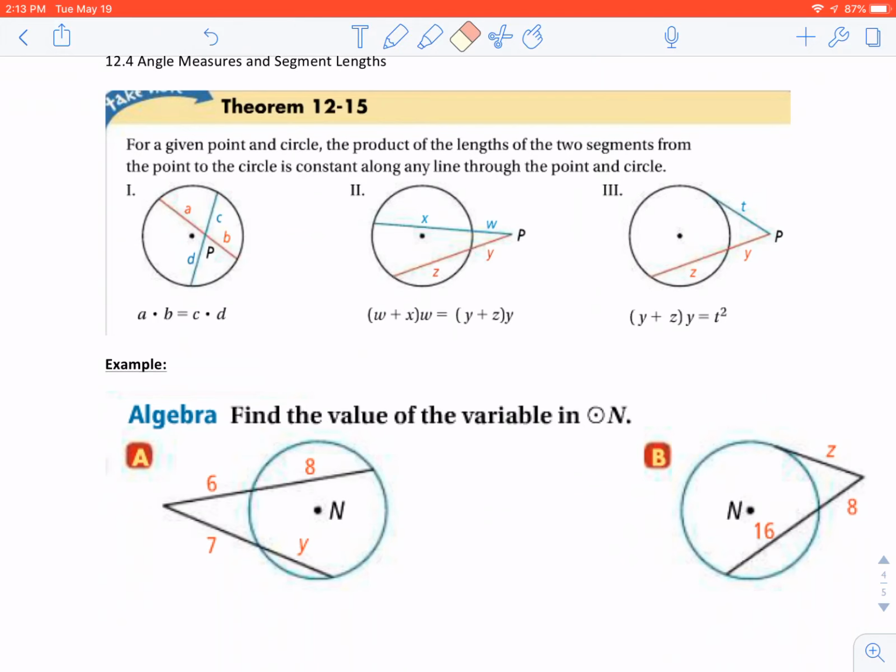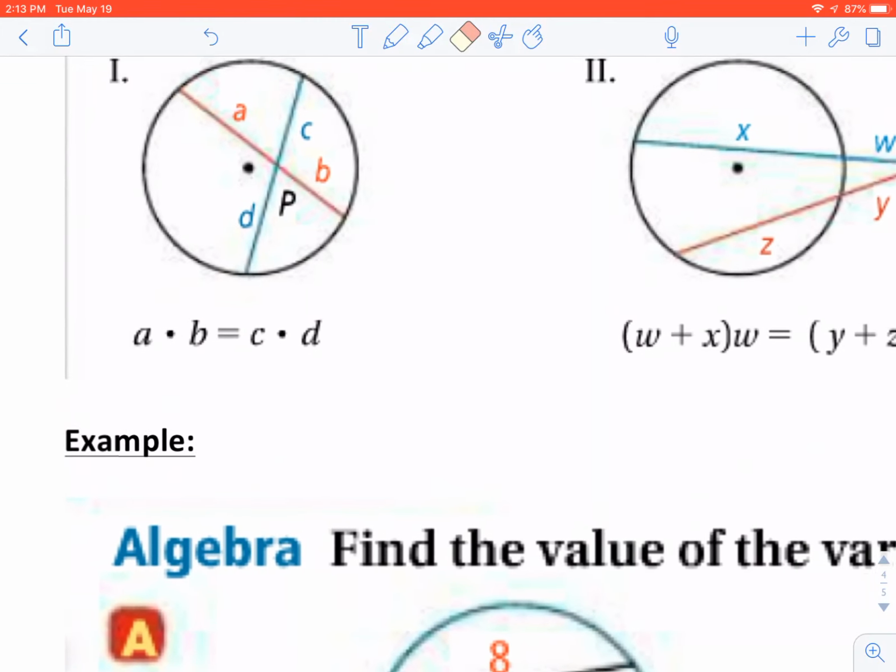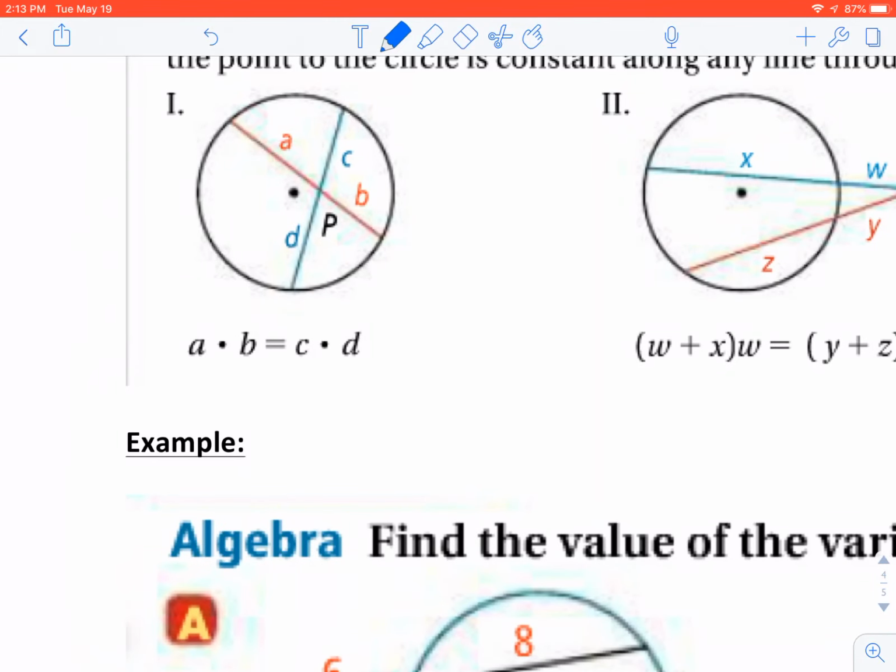In this case, they look tough, and there's a lot of them, and it feels confusing. But again, let's read the theorem first here. For a given point and circle, the product of the lengths of the two segments from the point to the circle is constant along any line through the point in the circle. All that means is, if these two lines intersect inside the circle, this part of the chord times this part of the chord is equal to these two parts of the chord multiplied together.